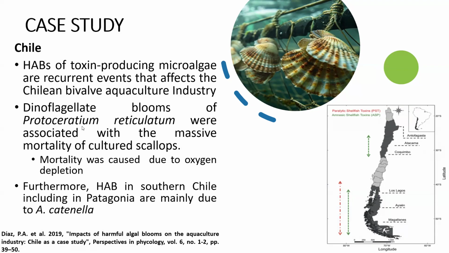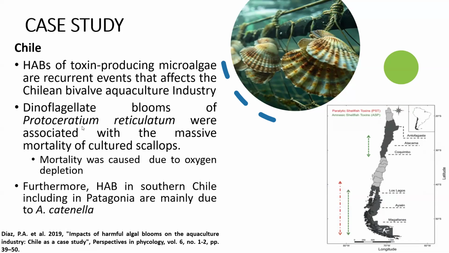Now, these blooms have caused multiple toxic events due to the presence of domoic acid, a toxin responsible for amnesic shellfish poisoning. Compare this to the southern Chile area, including Patagonia, where harmful algal blooms are caused mainly by Alexandrium catenella, the dinoflagellate associated with paralytic shellfish poisoning outbreaks. These outbreaks have been documented since 1995 and have been a recurring problem.